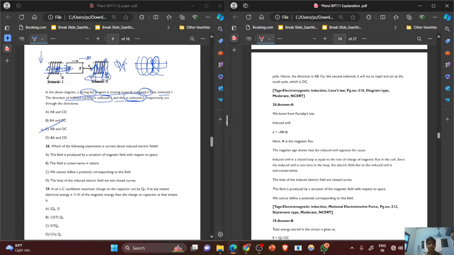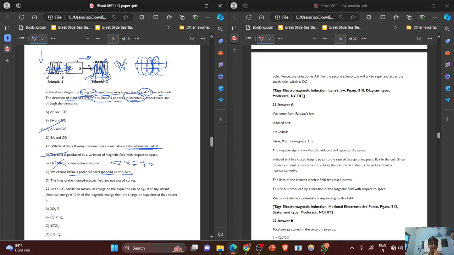Now moving ahead, it's again a theoretical question. Which of the following statements is correct about induced electric fields? The fields are produced by variation of magnetic field. Exactly correct. Conservative? No. Induced electric fields are not conservative, because the curl of that field is not equal to zero. We cannot define potential. No. We can define the potential for it.